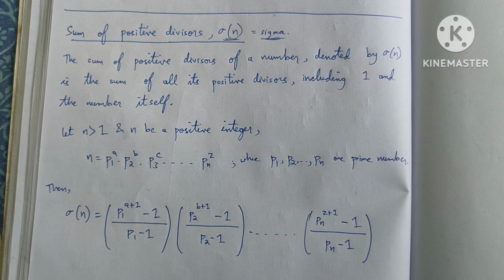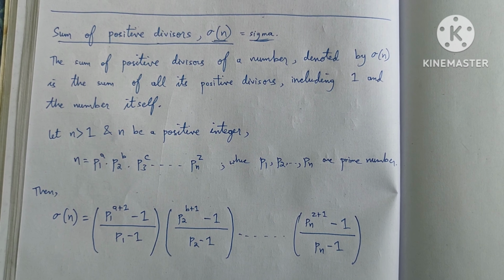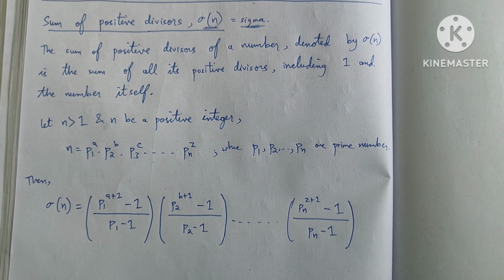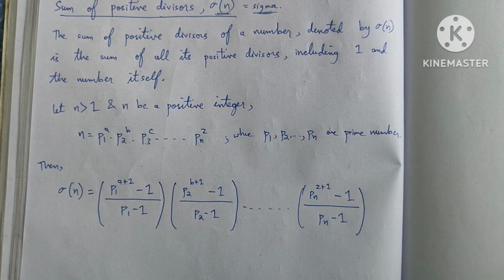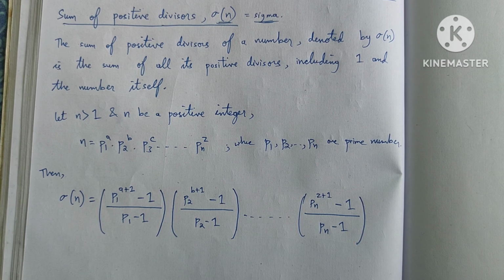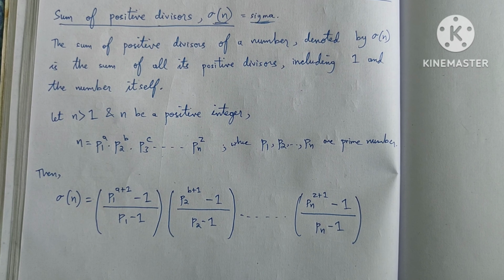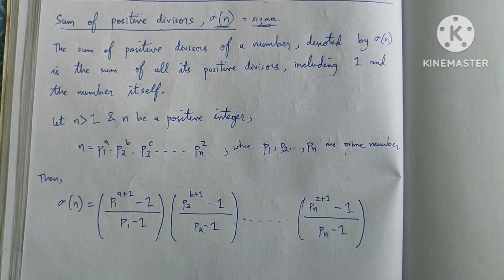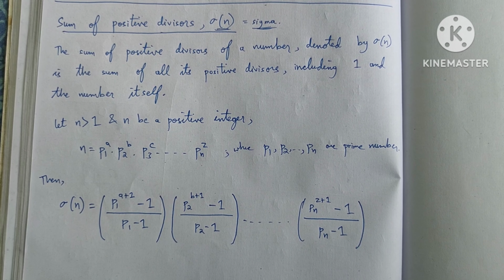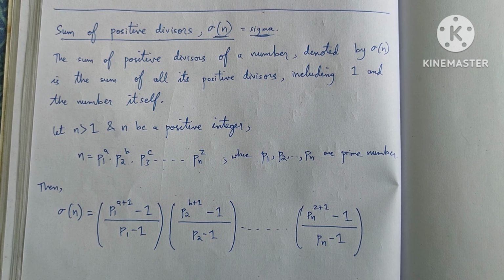So first we have to write the number as a product of its primes, and then we use the formula which I have written down. Sigma n equals (p1 to the power a plus 1, minus 1) by (p1 minus 1), into (p2 to the power b plus 1, minus 1) by (p2 minus 1), and so on, for as many distinct prime numbers as there are. We have to write it in that form.